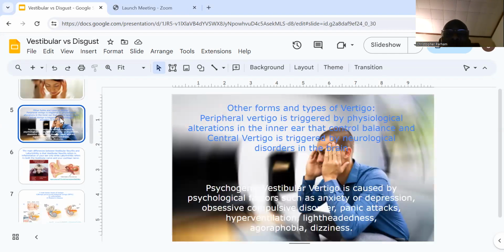Other forms and types of vertigo. Peripheral vertigo is triggered by alterations in the inner ear that control balance, and central vertigo is triggered by neurological disorders in the brain. Psychogenic vestibular vertigo is caused by psychological factors such as anxiety or depression, obsessive compulsive disorder, panic attacks, hyperventilation, lightheadedness, agoraphobia, and dizziness.